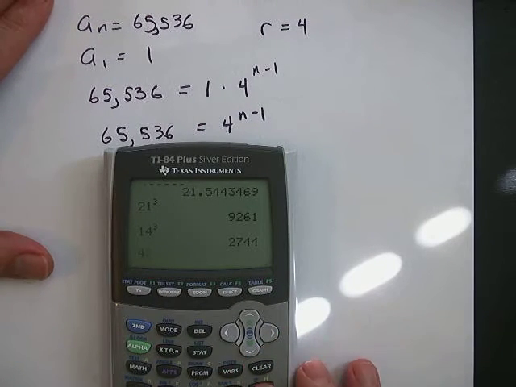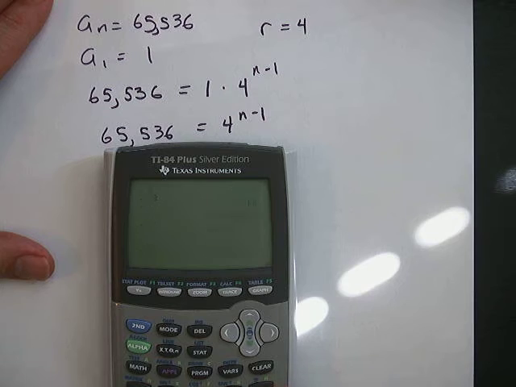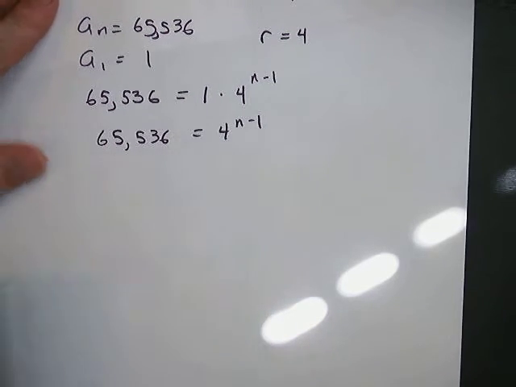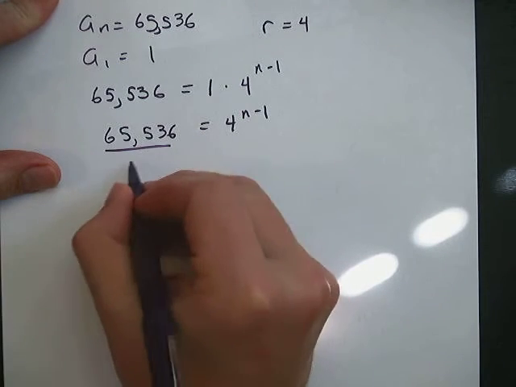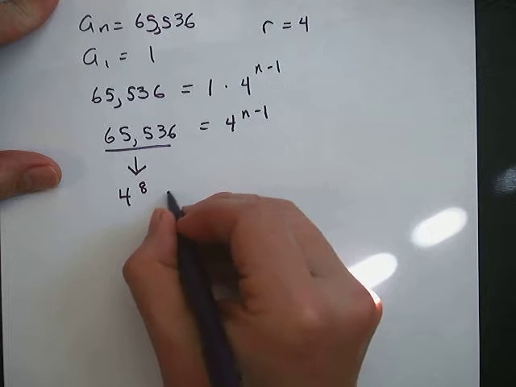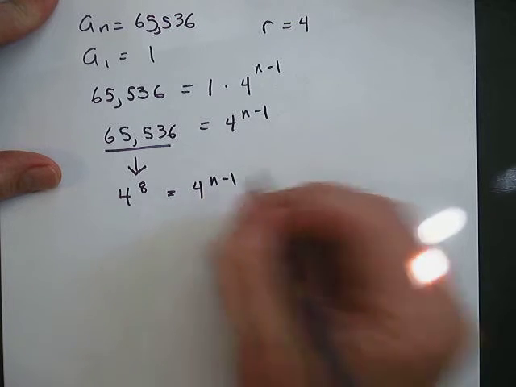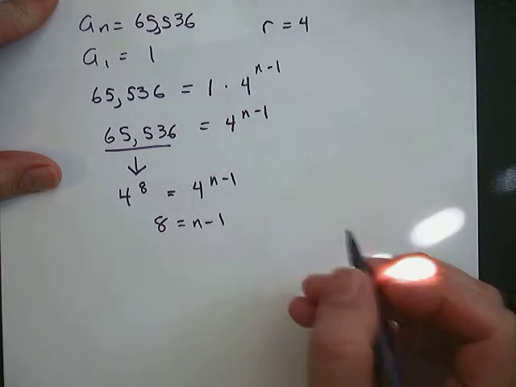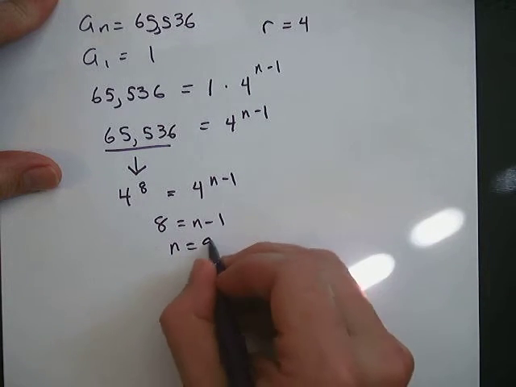4 to the, let's say, 10 power. That's way too big. 4 to the 8 power. There it is, 65,536. So we can rewrite this as 4 to the 8 power is equal to 4 to the n minus 1 power. Then you can say 8 is equal to n minus 1 since the bases are the same. So n is equal to 9.